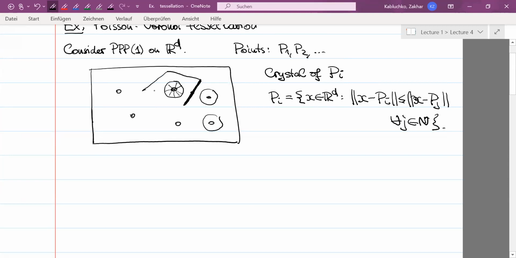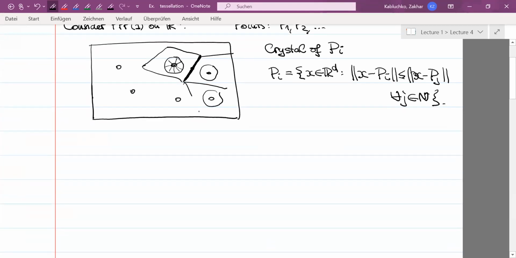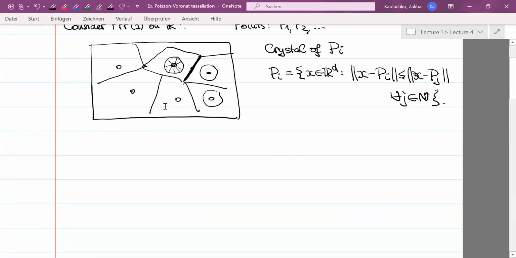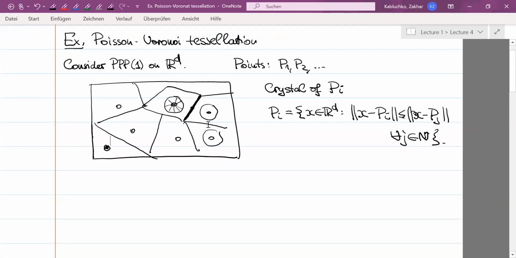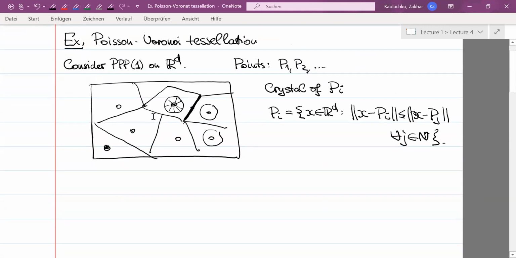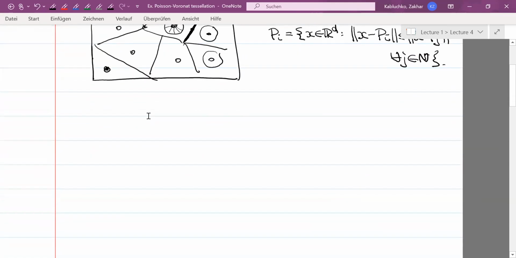And each point generates a cell in this way. So here we might have something like this, something like this, something like this, here, and so on. And this division of space into such polytopes is called the Poisson-Voronoi tessellation. Now, what is the typical cell of the Poisson-Voronoi tessellation? By the way, one can define the zero cell here. So it's the cell which contains the origin, but we will be interested in another notion, in the typical cell.